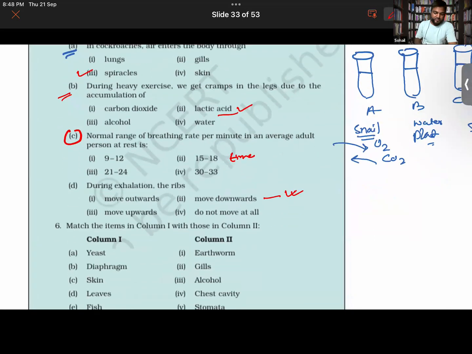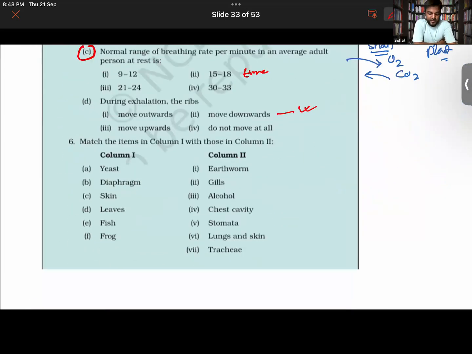Okay. Question number 6. Match column 1 with column 2. Yeast produces what? Chakrika, answer the question A first. Alcohol. Good. Sundus, the diaphragm is related to what? Lungs, and chest cavity. Correct. So if it moves upward and downward, it increases or decreases the chest cavity.